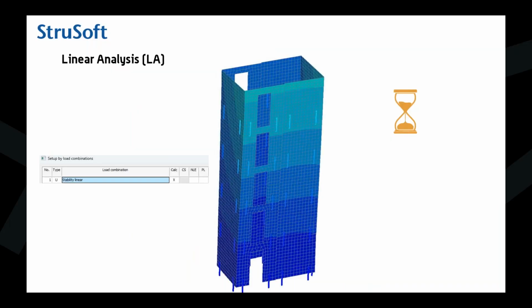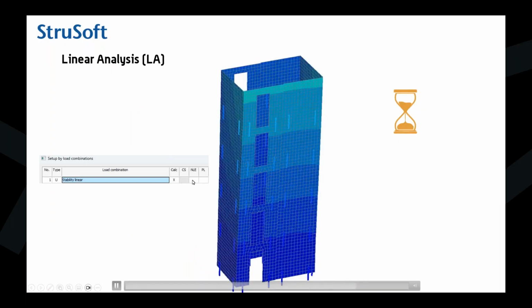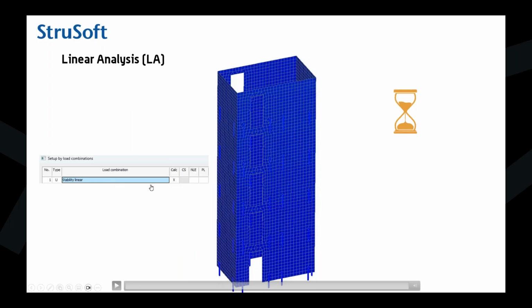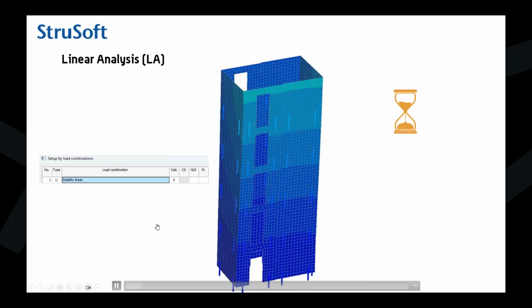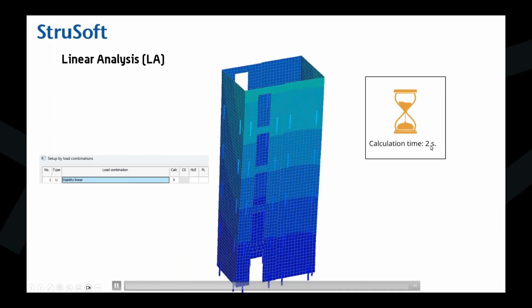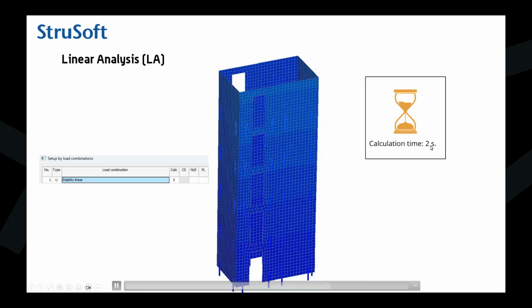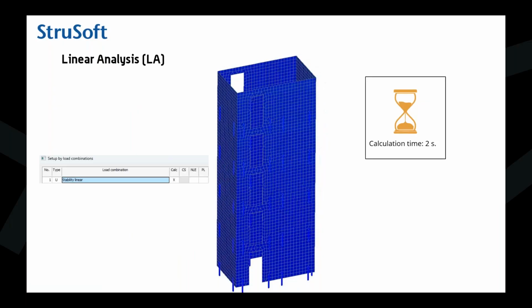First, we run a linear calculation. So we can set non-linearities by the combination. So this is the combination settings. So we just put the calculation. And the calculation time is pretty easy. It's really cheap. It's 2 seconds per load combination for this size of model.